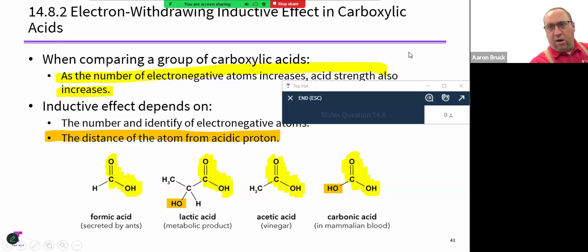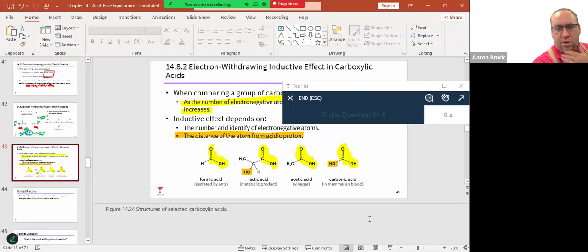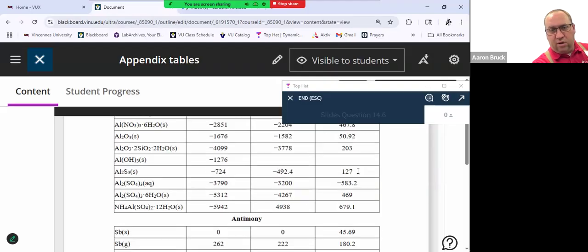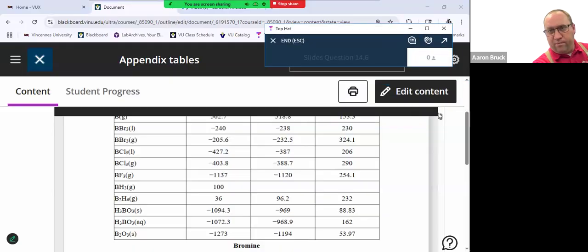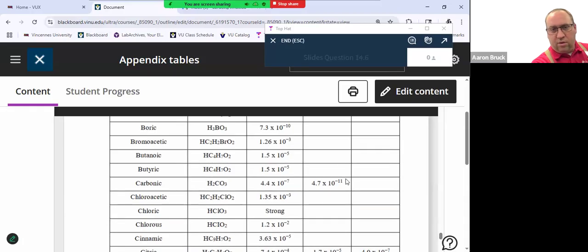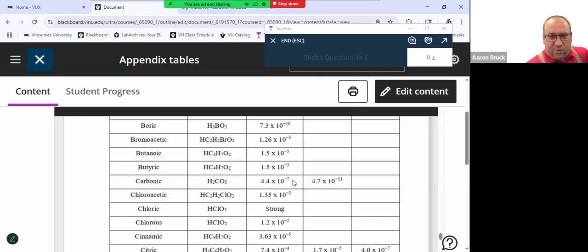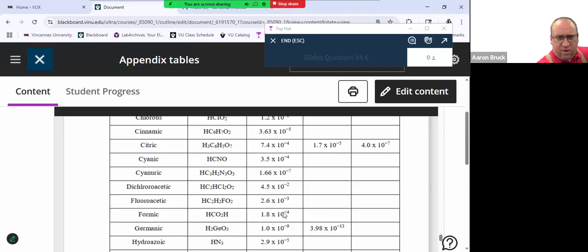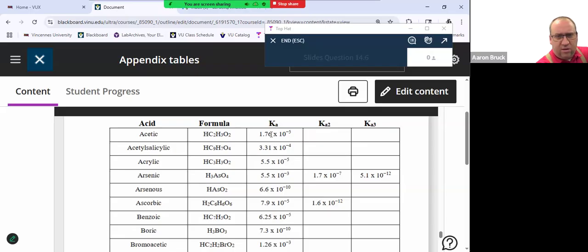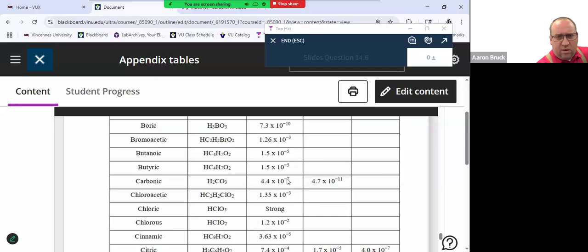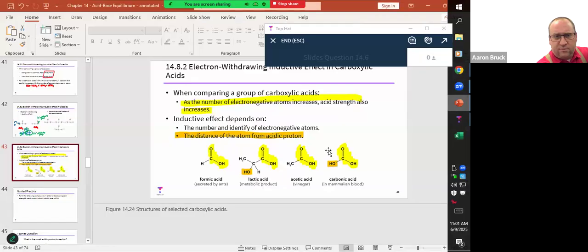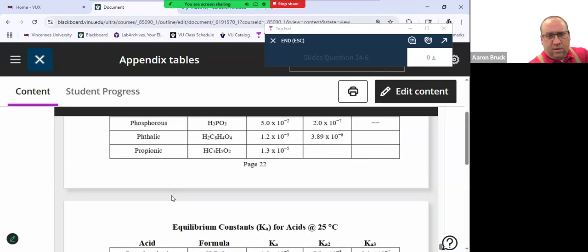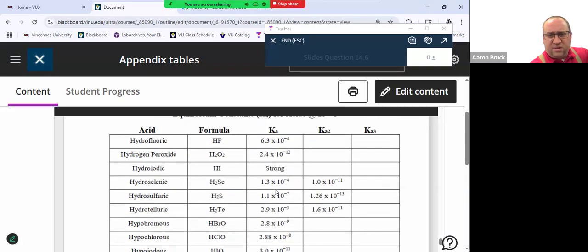And if we compare, so if I go to my Ka table here, so let's see here, carbonic is 4.4 times 10 to the negative seventh. Formic, 1.8 times 10 to the negative fourth. Acetic is on the negative fifth scale. And what was the other one? Lactic. Lactic also on the negative fourth scale. Interesting.